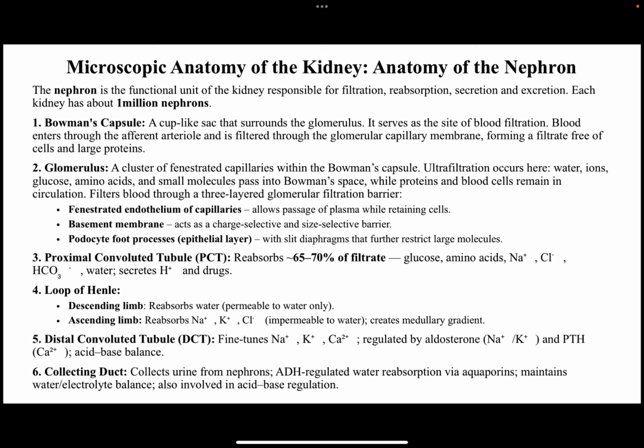Okay, you need a microscope. And that is what we call the microscopic anatomy of the kidney. In fact, remember that anytime you hear microscopic anatomy of the kidney, we are referring to anatomy of the nephron. So anytime you hear microscopic anatomy of the kidney, we are talking about the nephrons. That's the microscopic anatomy of the kidney.